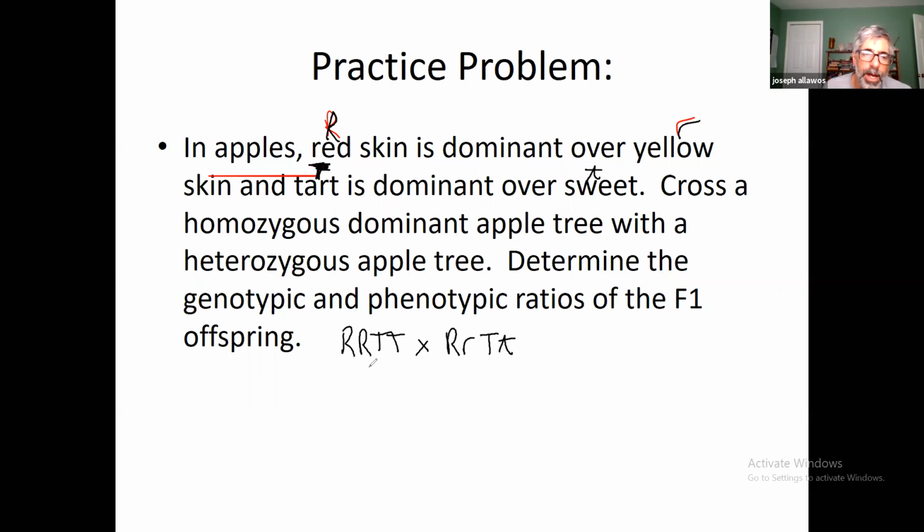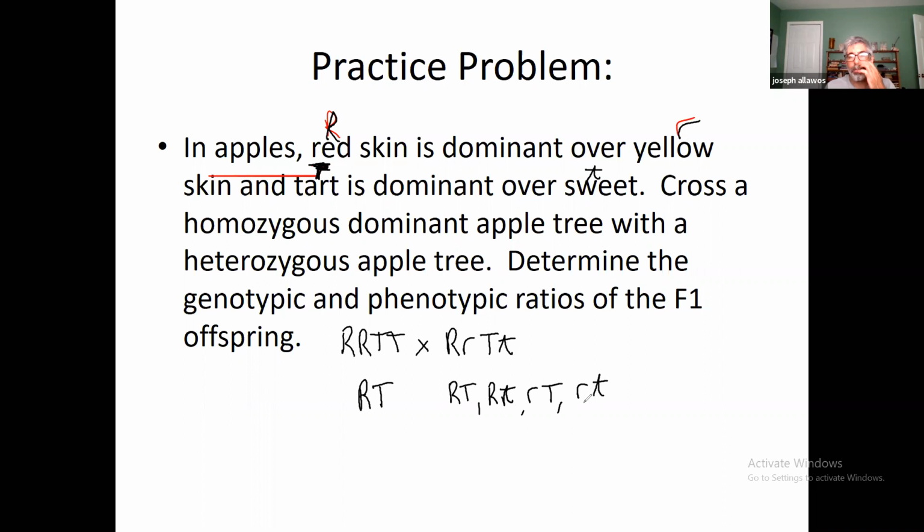Now this first parent, when we go to figure out the gametes, remember the R's and the T's get pulled apart. There's no options here really, right? You're going to get a big R and a big T. It's the only gamete this parent can make. Here though, we have some options. We could get a big R and a big T. We could get a big R and a little t. We could get a little r and a big T. Or we could get a little r and a little t.